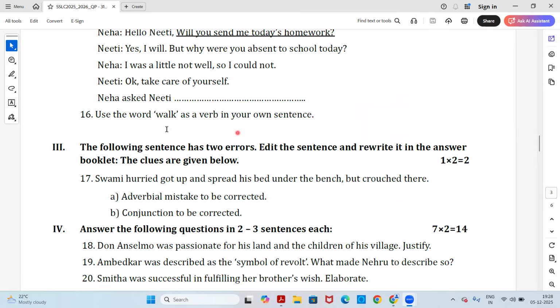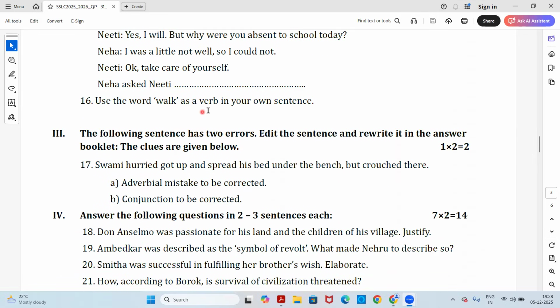Okay, next is use the word walk as a verb in your sentence. So the word walk should be used in your sentence, and it should play the role of verb in it.